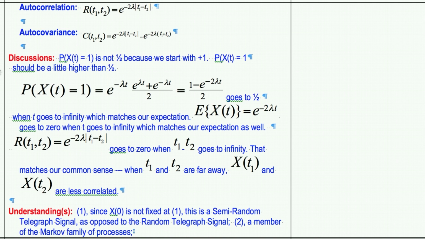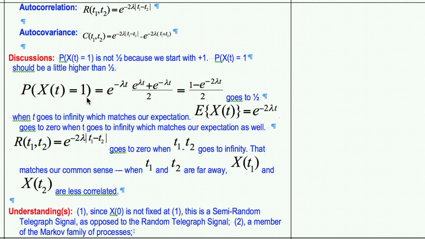In discussions, P of x of t equal to 1 is not 1/2 because we start with plus 1, and it should be a little higher than the half. And obviously, it deals with how we handle the estimation that's used in the Taylor series.